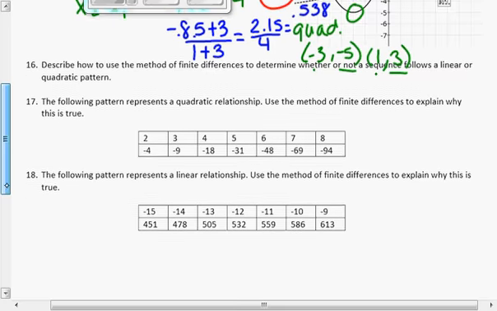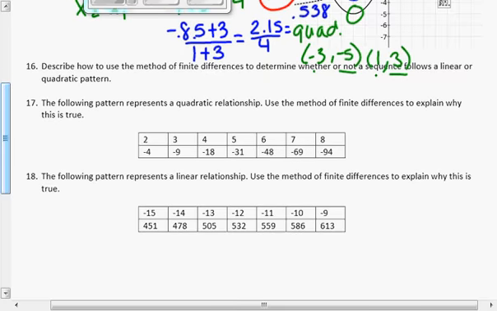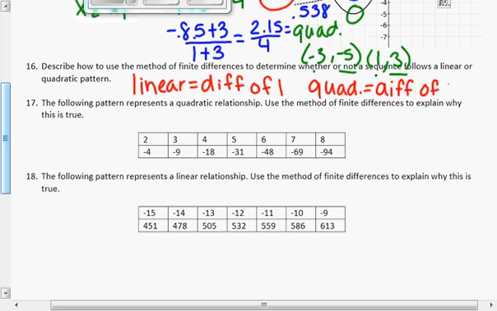Then it says describe how to use the method of finite differences to determine whether or not a sequence follows a linear or quadratic pattern. If it's linear, it has a common first difference. Quadratic, a common second difference. So what that means is we've got, these are our x values, these are our y values. We're going to subtract. We have negative 94 and 69. So we're going to have a negative 25. We're going a little backwards.